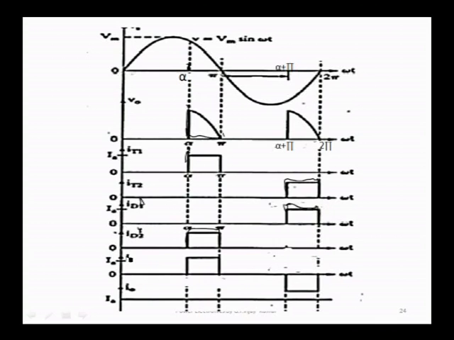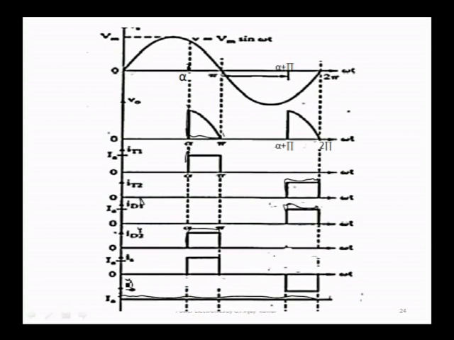This current Is will be positive from alpha to pi and negative here, but the total load current will be positive. This is the load current, which will be constant because of the inductive load. Assuming a highly inductive load, the current is constant at I naught. So, these are the various waveforms for the semi converter.